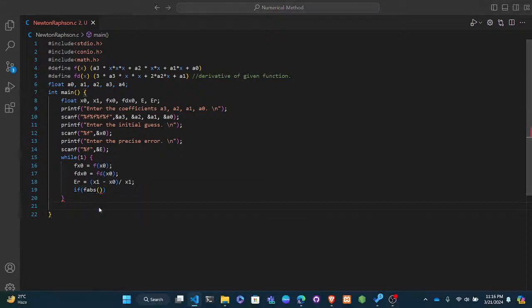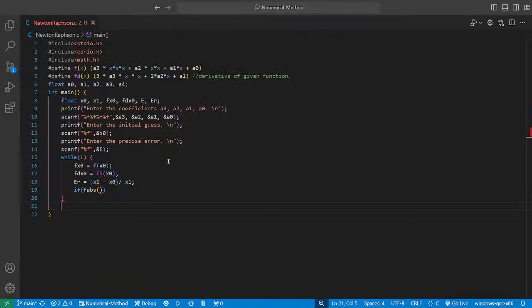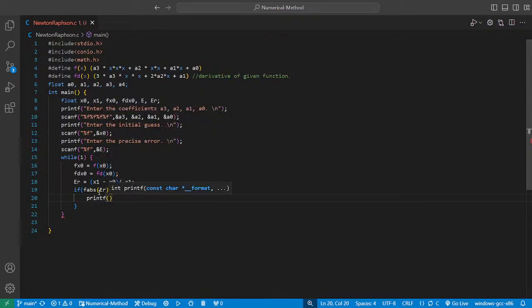Since in absolute relative error, no matter if the answer comes negative or positive, we just change the sign. If it comes positive, it is okay, and if it comes negative, we just change the sign from negative to positive. So let's use it here. If fabs, we need to calculate ER is less than E. So if our error is less than E, our answer is automatically correct, right? If so, we just need to go to step 7. That means we terminate. That means we need to print the root.